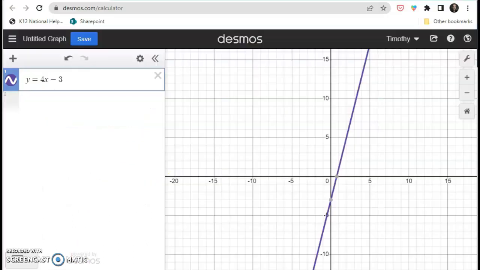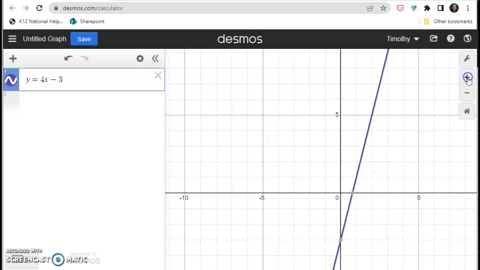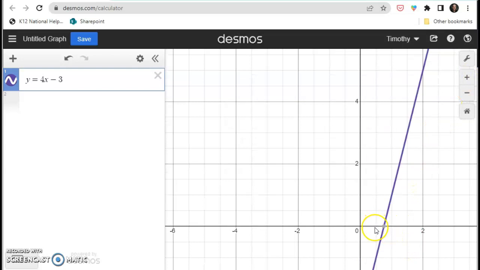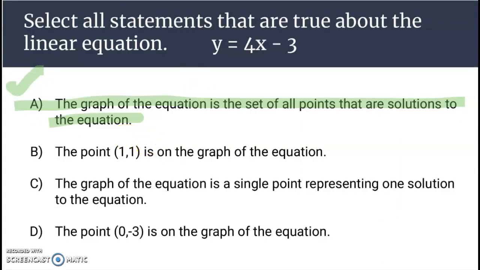Yes. The point 1, 1 is on the graph. Let's go back over to Desmos and look at it. Let's zoom in here once to see it. Well, here's right 1. Here's 1 right here. Right 1, up 1. There it is. It's right on the graph. We can see that. Yep, we can also plug those values in, right? So we could do 1 equals 4 times 1 minus 3. I'm plugging in 1 for x, 1 for y. And 4 minus 3, yeah, 1 equals 1. So that means statement B is true.